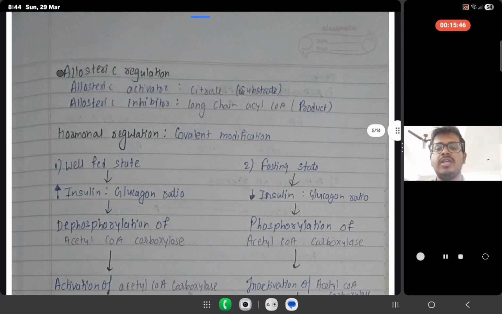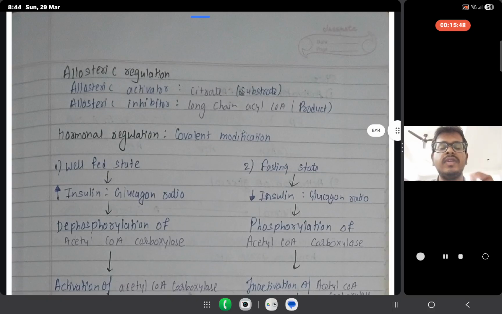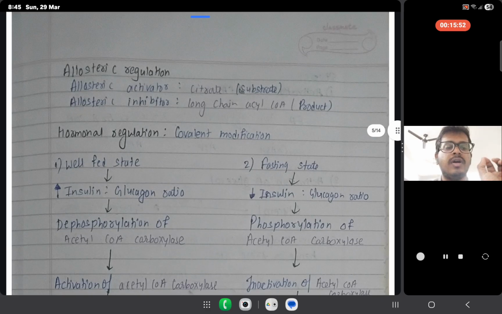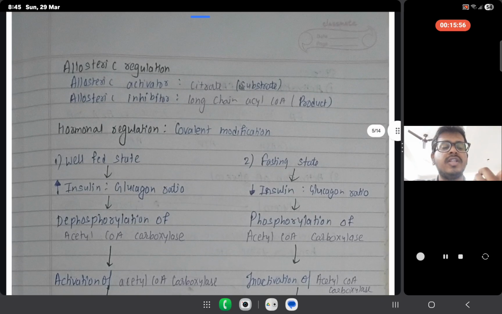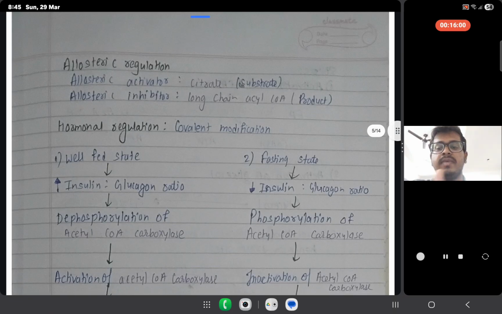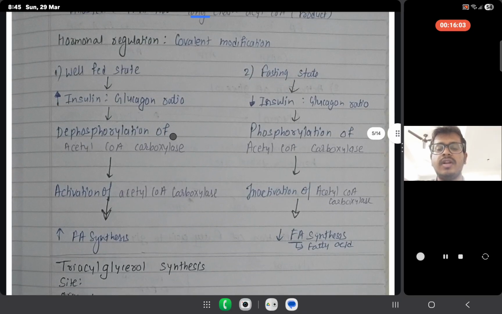And now we'll talk about allosteric regulation. Allosteric activator, which are the activators? Citrate is an activator, and the product, the long chain fatty acid, the 16 carbon compound. If the 16 carbon compound is formed, then it will act as an allosteric inhibitor. The allosteric inhibitor is the long chain product which is formed. Now we'll talk about hormonal regulation.